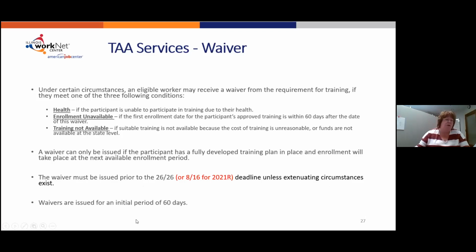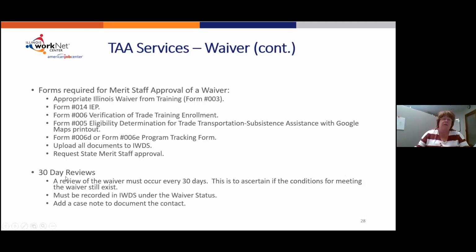And we initially issue the waivers for a period of 60 days at the start. They can be extended under certain circumstances if it's necessary, but they cannot be extended past the eligibility period for TRA, for basic TRA for that participant.